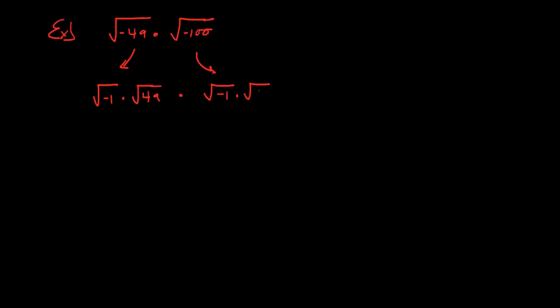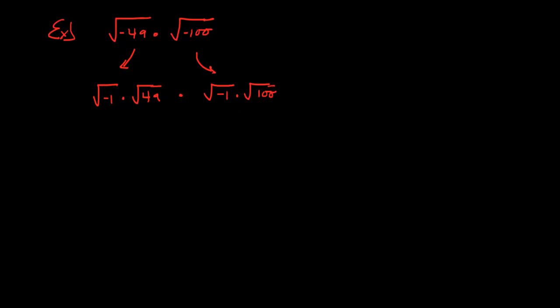So let us go ahead and try an example of the square root of negative 49 times the square root of negative 100. We recognize that we cannot combine those, and we can't really take the square roots the way they stand, so we're going to have to simplify. We simplify the square root of negative 49 into the square root of negative 1 times the square root of 49, and the square root of negative 100 into the square root of negative 1 times the square root of 100.